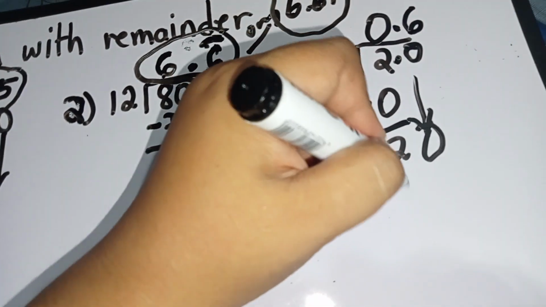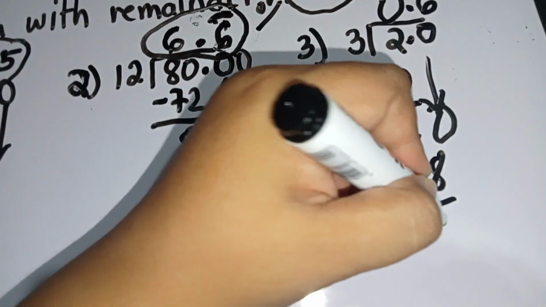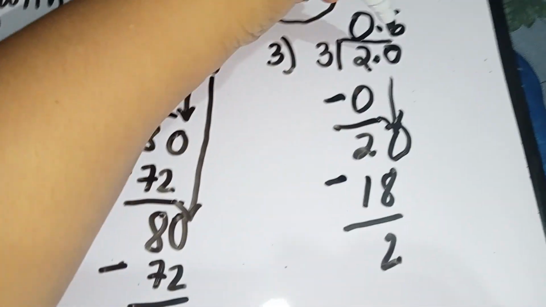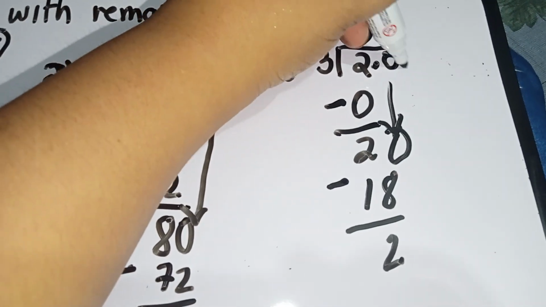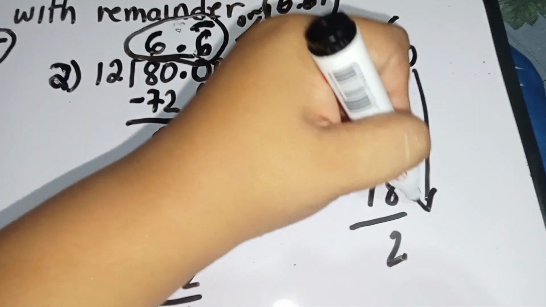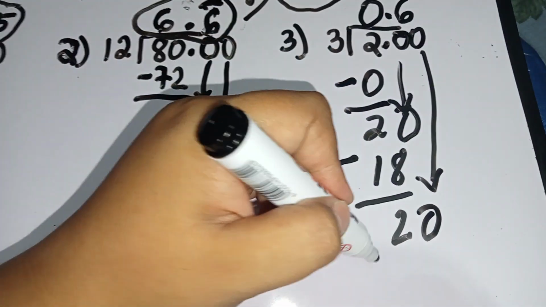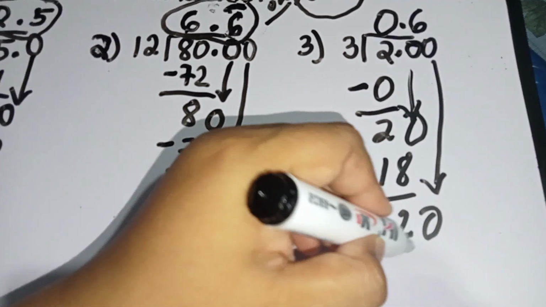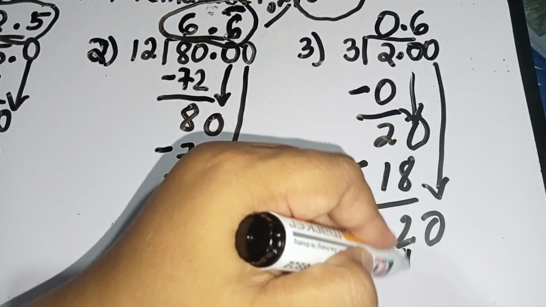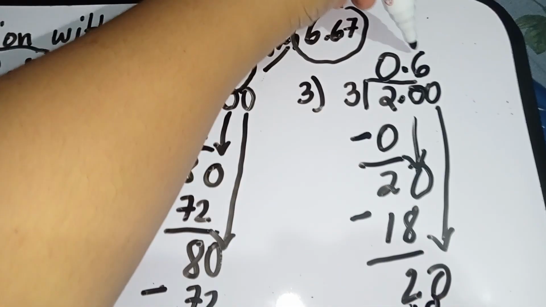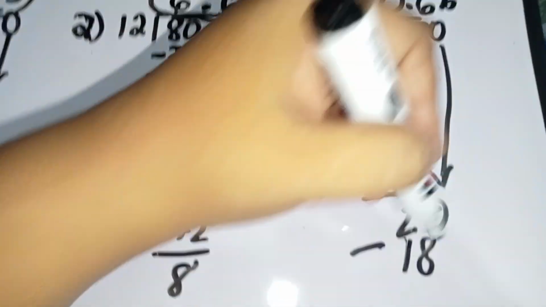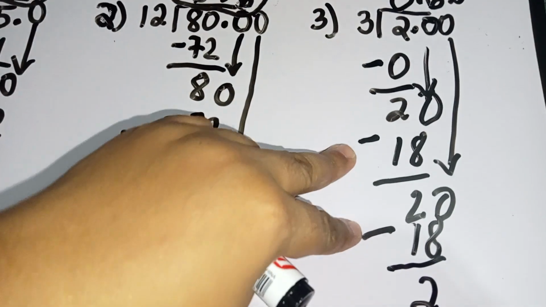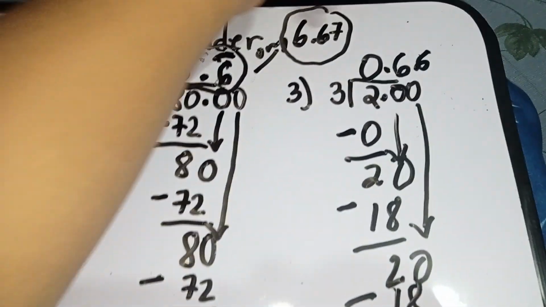6 times 3 is 18. So you have here 2. So you add again 0. You bring down 0. So 20 divided by 3 is 6. So you have 18, and you have another 6 here again. You have here 2. As you can see, the process is repeating.